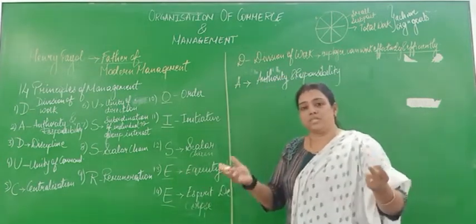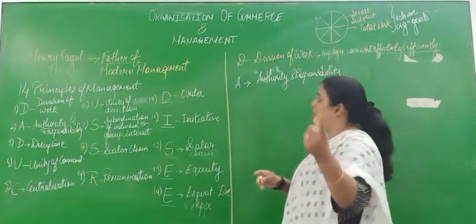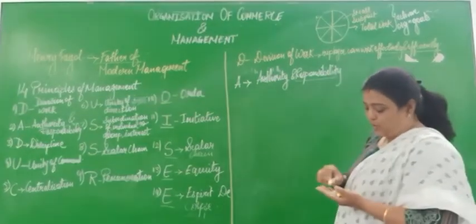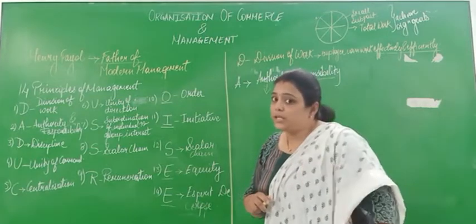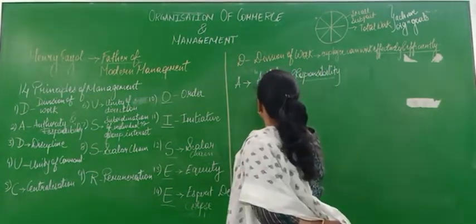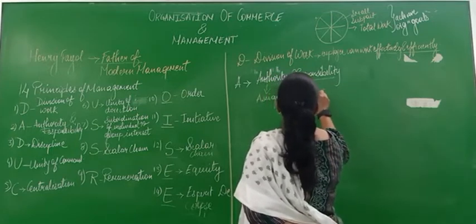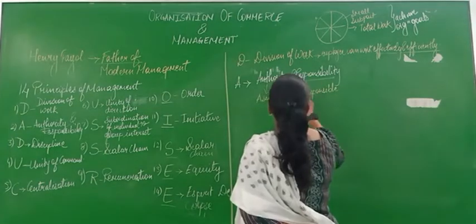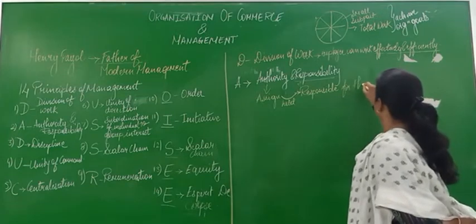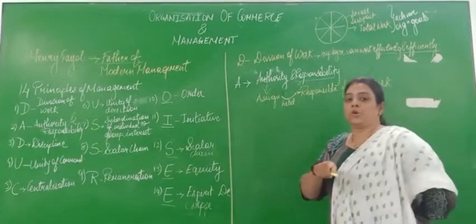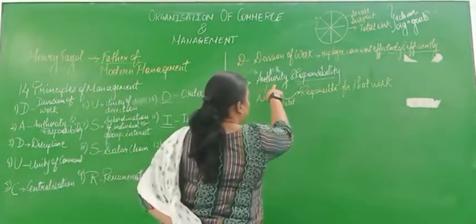In any organization, there are some managers who look upon the different employees, right? If the manager is being given an authority, he should be held responsible for that work. So Henri Fayol said, when you give authority, when you assign the authority to people, that person will be held responsible for that work, right? If I give anyone in the organization authority, they are also responsible for that particular work.